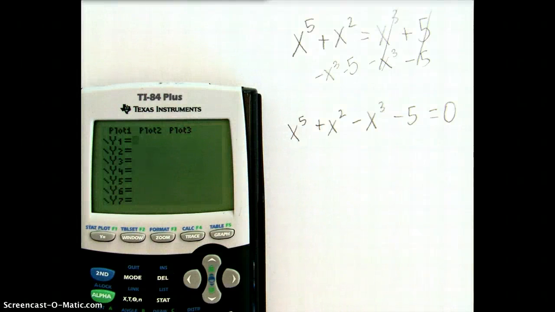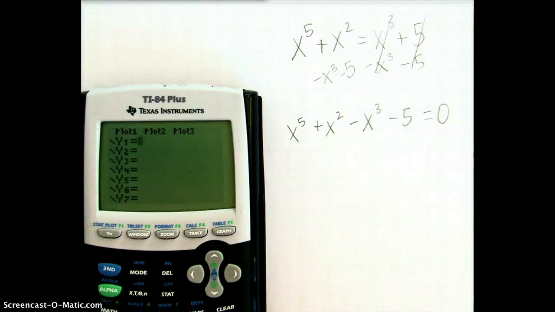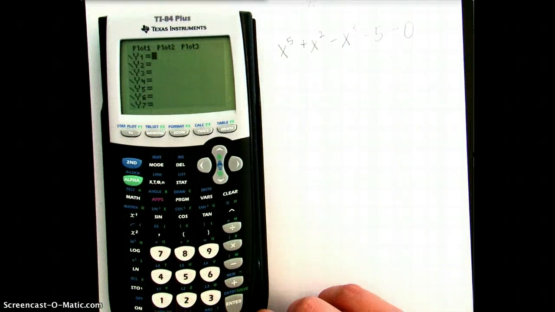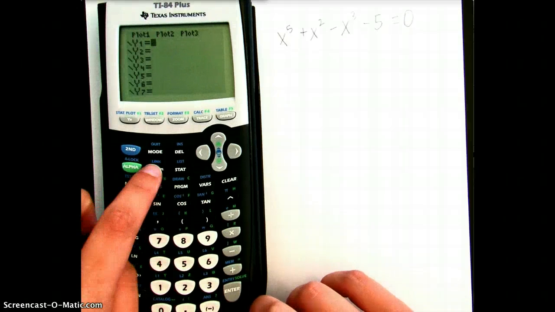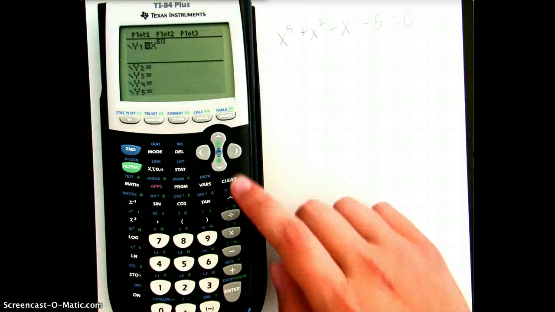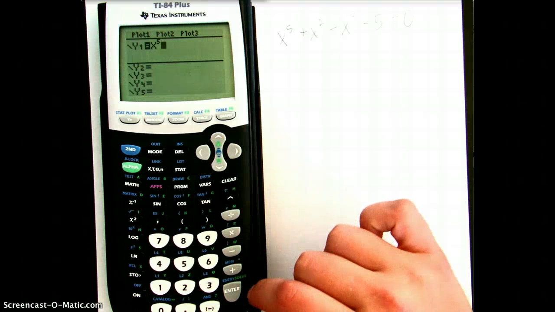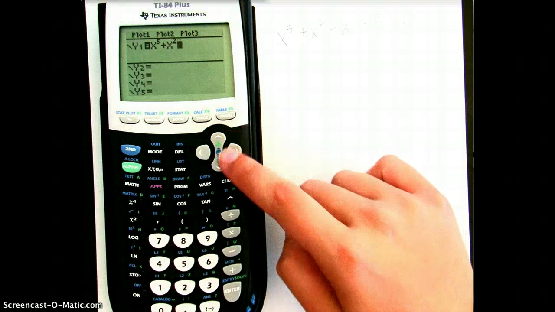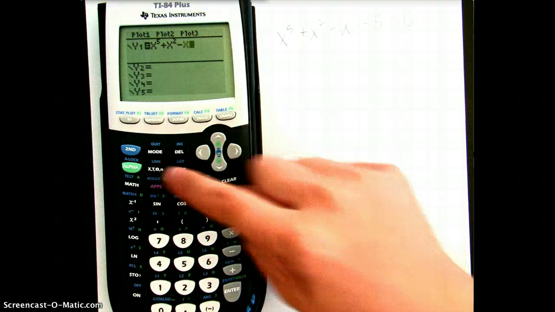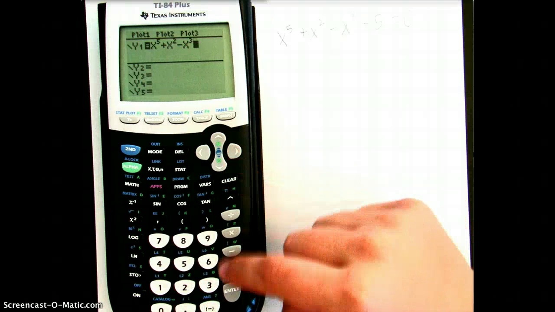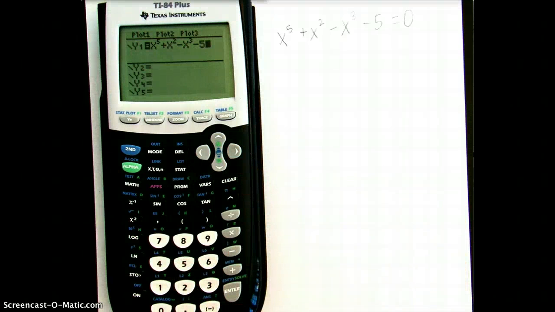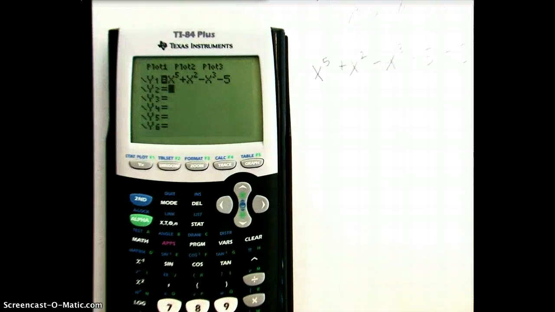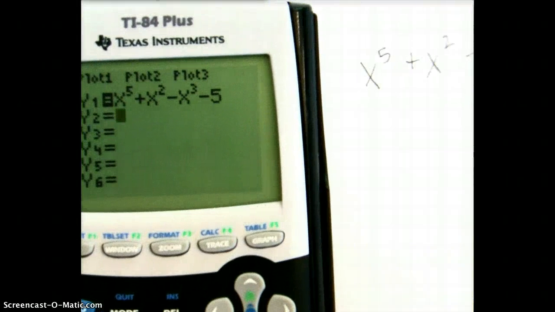For y1, I'm going to start typing, and I'll zoom out a little bit so that you can see the buttons that I am pressing. I'm going to type x to the 5th and just scroll over, plus x squared, scroll over, minus x to the 3rd power, minus 5. And I can just ignore that equals 0. And I'll press enter. I'm just going to scroll in a little bit. So this is what your screen should look like.